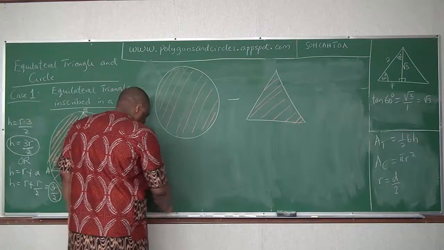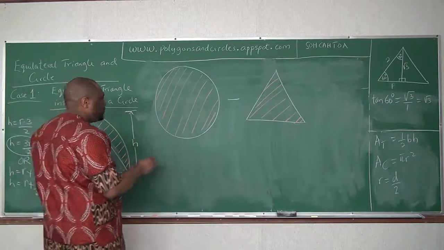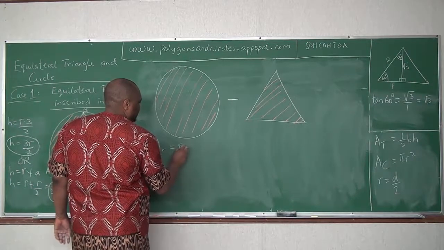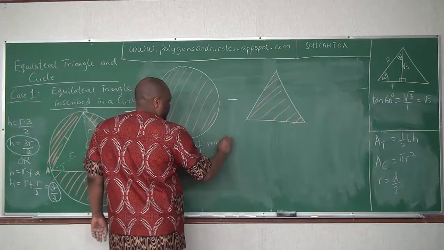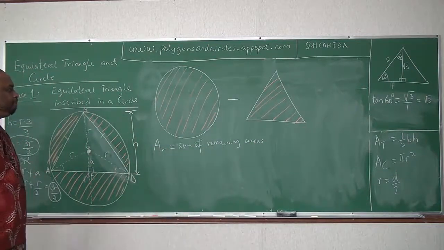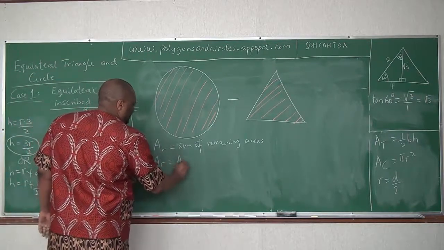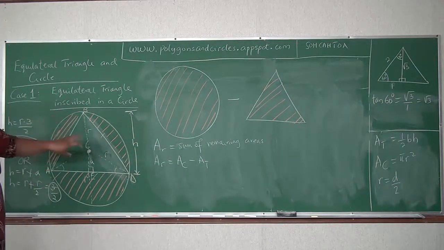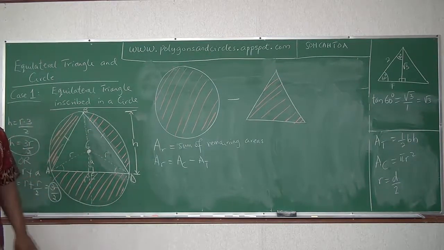I call that remaining area, in this website, remaining areas. So let's call this AR, sum of remaining areas. Okay? So AR will be AC minus AT, area of the circle, the whole circle here, minus the area of the triangle, which gives you the sum of this area plus this area plus this area. That is the thing here.